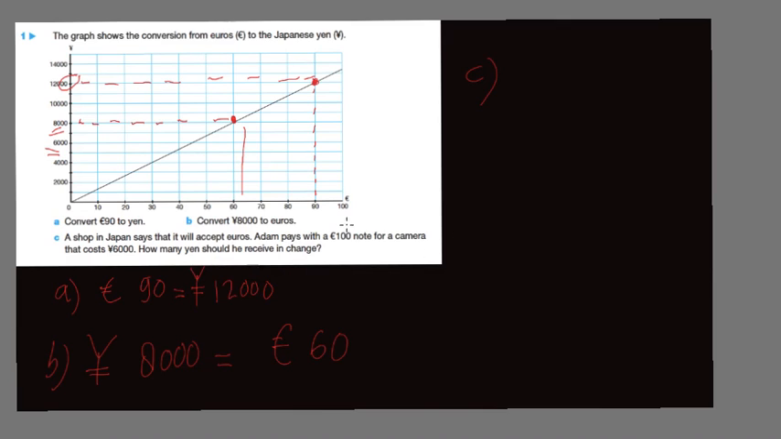At first, the typical question, we have to find what is the amount of 100 euros converted to yen. We know 100 euro is here. We do the same thing. We connect it until we find the intersection. This is the intersection, and then we relate it to the axis of yen.